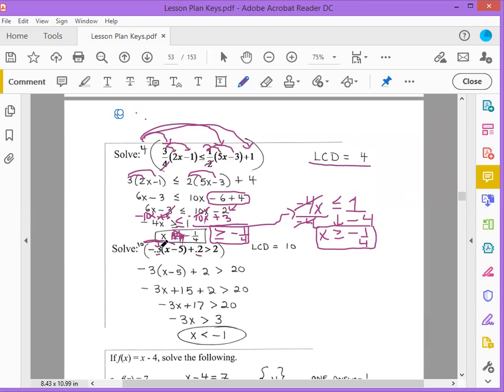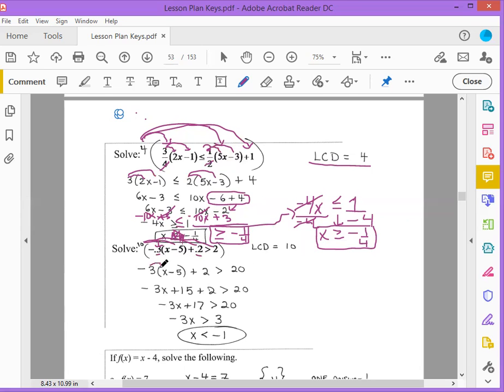So this negative 0.3 times 10 gives you negative 3. That's what we want. We want to get a whole number. Carry down the x minus 5 in parentheses, and then 0.2 times 10 gives us 2. Greater than, on the right side, 10 times 2 gives you 20.